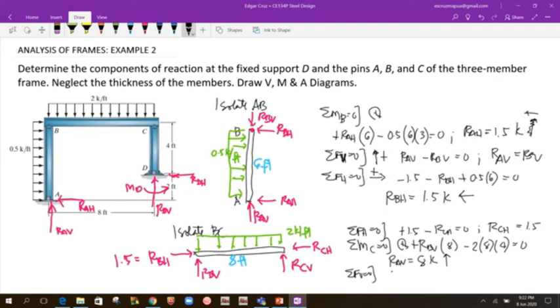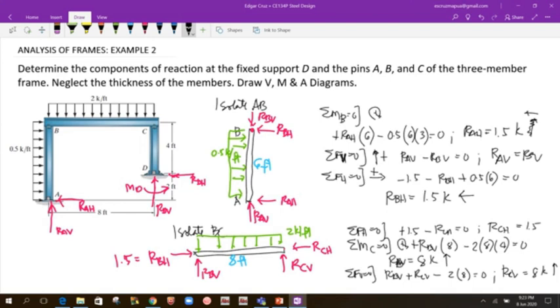Okay? Then, of course, pagka nag-summation forces vertical naman tayo equal to 0, we'll have RBV vertical plus RCV minus the uniform load, which is 2 times 8 equal to 0. So actually, we could solve there yung RCV naman. RCV equals 8 times 2 minus RBV, which is 8. So actually it's also 8. Okay, so 8 kips and that is upward. Okay? So what else?